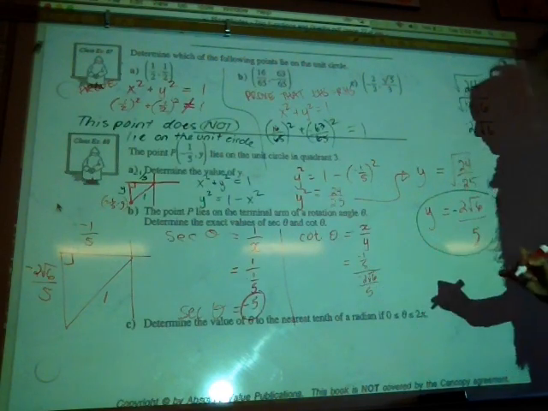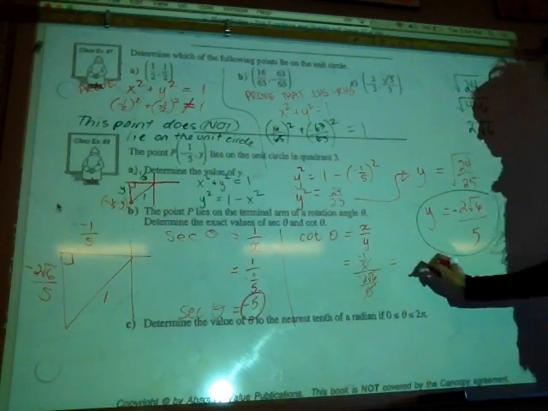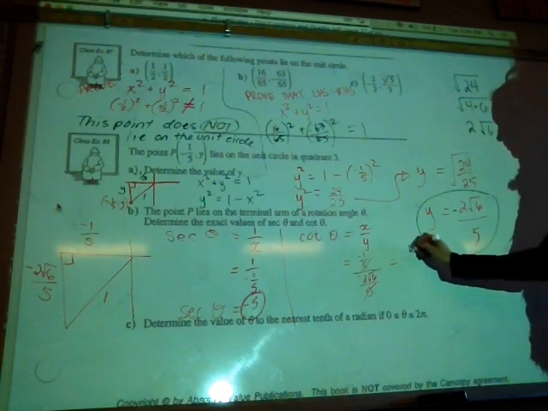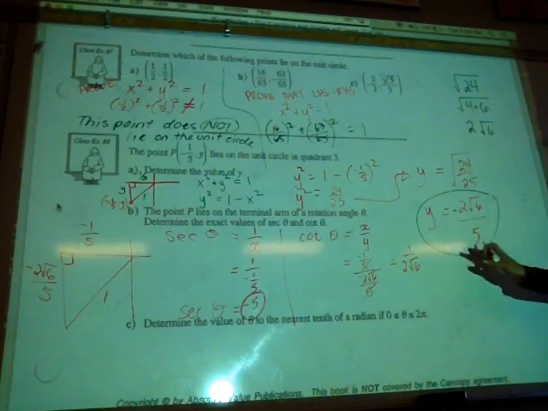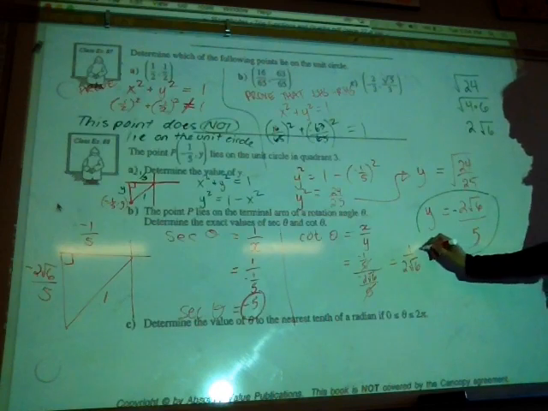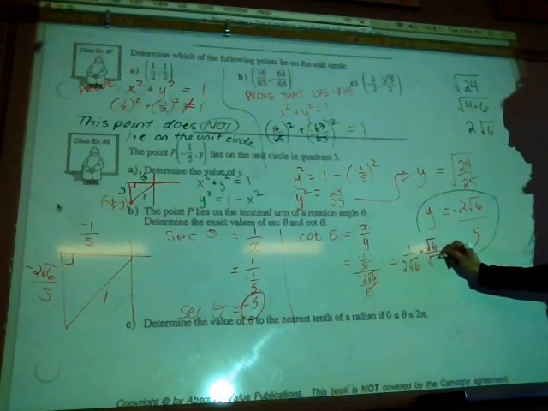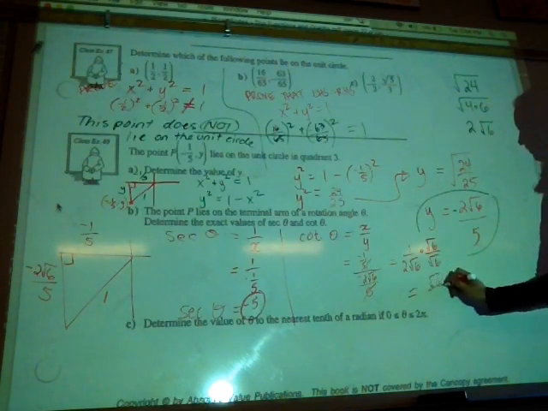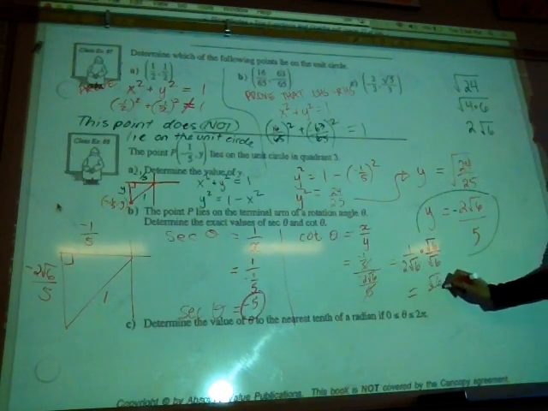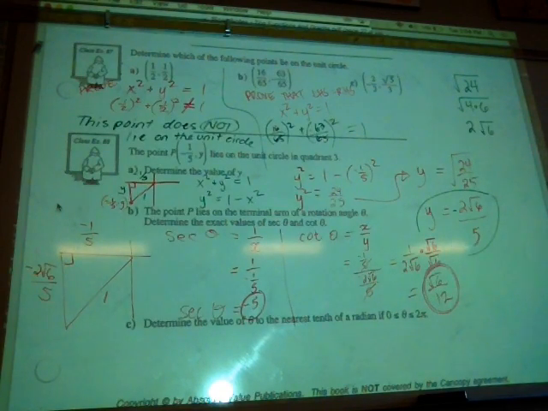What happens to those 5's? Cancel out. The negatives will also cancel out, and you're left with 1 over 2 root 6. Are you allowed to have a radical in the denominator? No. So we're going to multiply by the square root of 6 over square root of 6, and we get the square root of 6 over 2 times 6, which is 12. Okay, so cotangent theta is equal to root 6 over 12.